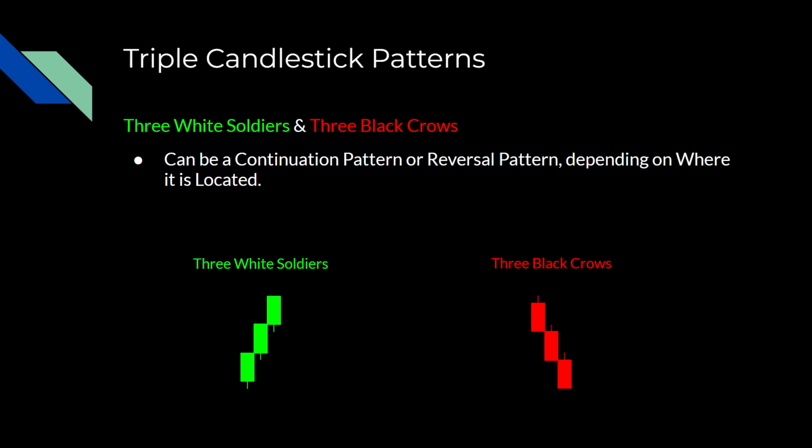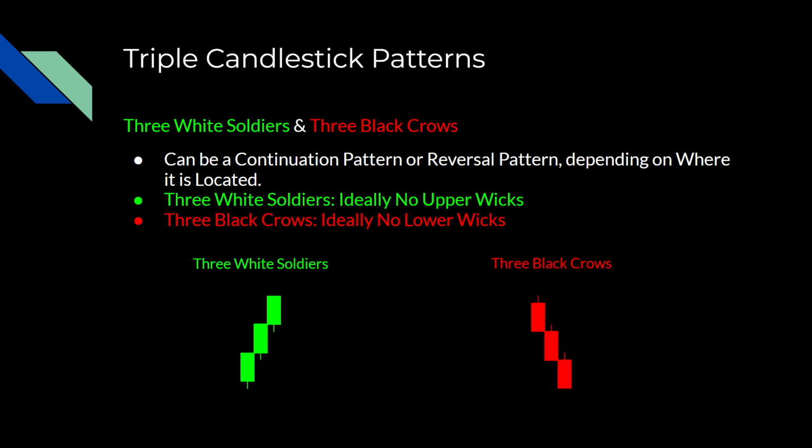For example, if you see 3 white soldiers at the end of a downtrend, it could possibly indicate that the market is about to reverse. Ideally, 3 white soldiers should have no or minimal upper wicks. Similarly, 3 black crows should have no or minimal lower wicks.